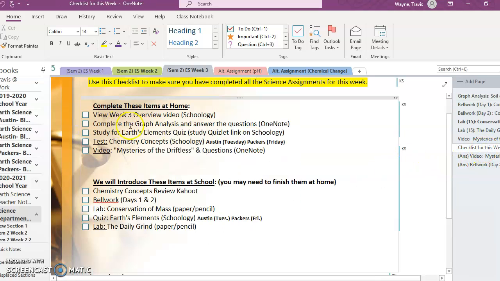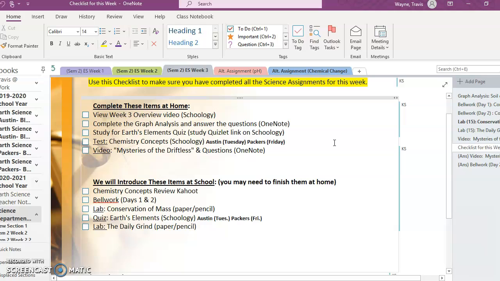The next part is looking at the Study for Earth's Element quiz, which there will be a Quizlet link for here on Schoology, either at the start of school on Monday or at the end. But there will be a nice little study guide Quizlet link that you guys can use to study for your upcoming quiz on Earth's elements. And those are those 19.